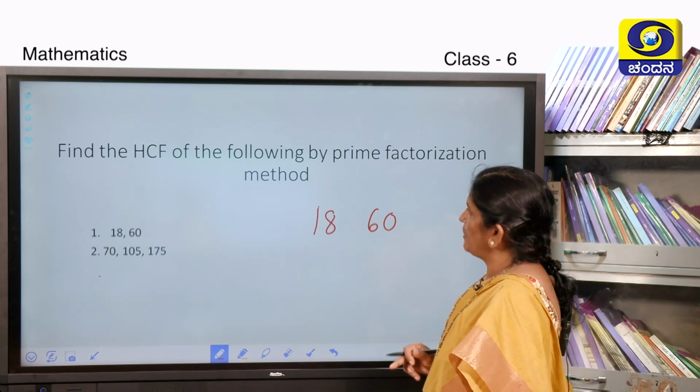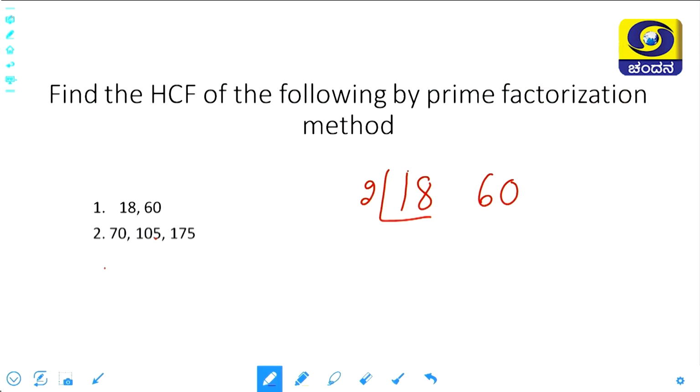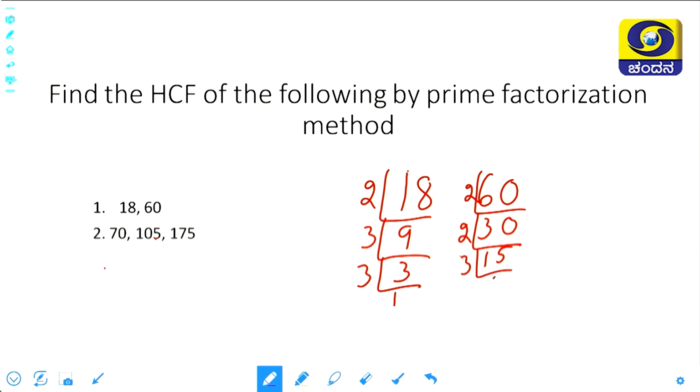Using prime factorization we are doing, children. So, from 2 we can divide 18: 2 9s are 18, 3 3s are 9, 3 1s are 3. Next 60: 2 3s are 6, 0, 2 1s are 2, remainder 1, 2 5s are 10, 3 5s are 15, 5 1s are 5. Now, prime factors of 18 are 2 into 3 into 3.